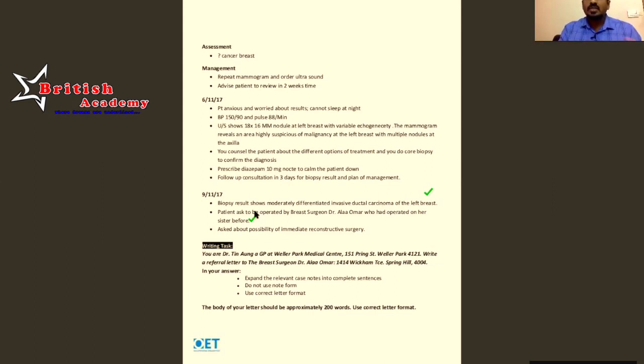We got to know the purpose. Now, if you see the writing task, it says: write a referral letter to the breast surgeon Dr. Ala Omar. So we know who the target reader is, we know the diagnosis, and we know the patient's name. Your first paragraph can be formulated. Also, you know what needs to be done in these scenarios when you get such a case note. Things become very easy.